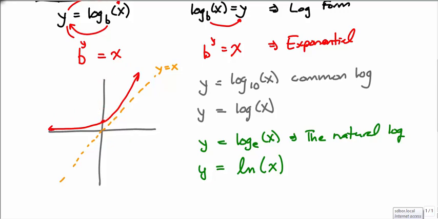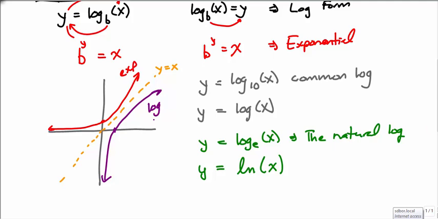Now over here, this point (0, 1) would reflect to the point (1, 0), because remember the domain and the range swap between a function and its inverse. And then what ends up happening is it reflects across the y equals x line. Let me sketch that in a little better. And so you can see that they are reflections across this line. So this is your exponential graph up here, and this is your log graph down here.